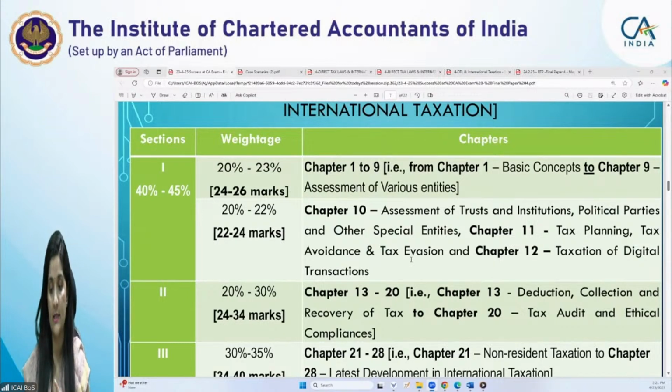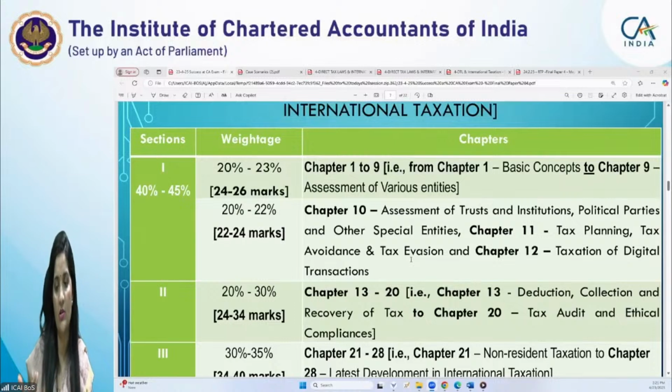Okay, you have to do this very well. It's very important. What are the relevant case laws? Very frequently asked case laws can be asked from the deduction chapter. And then your assessment procedure.